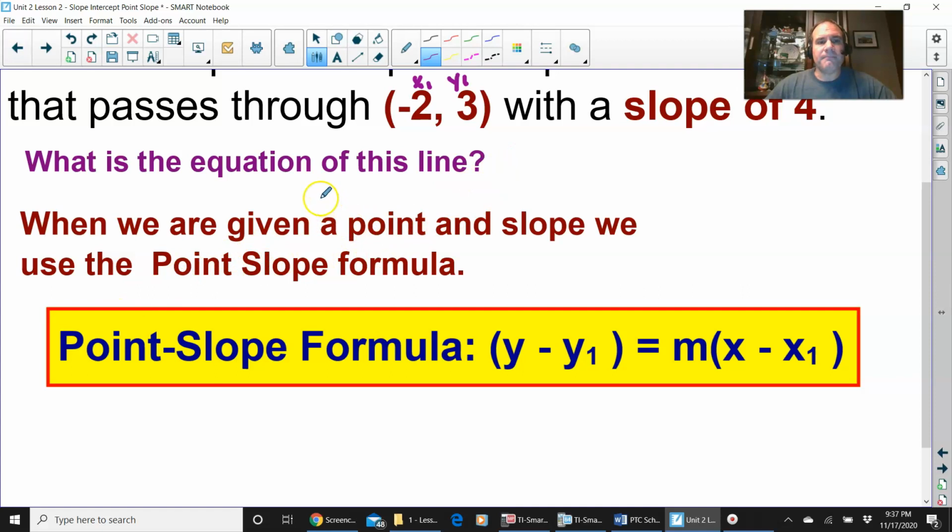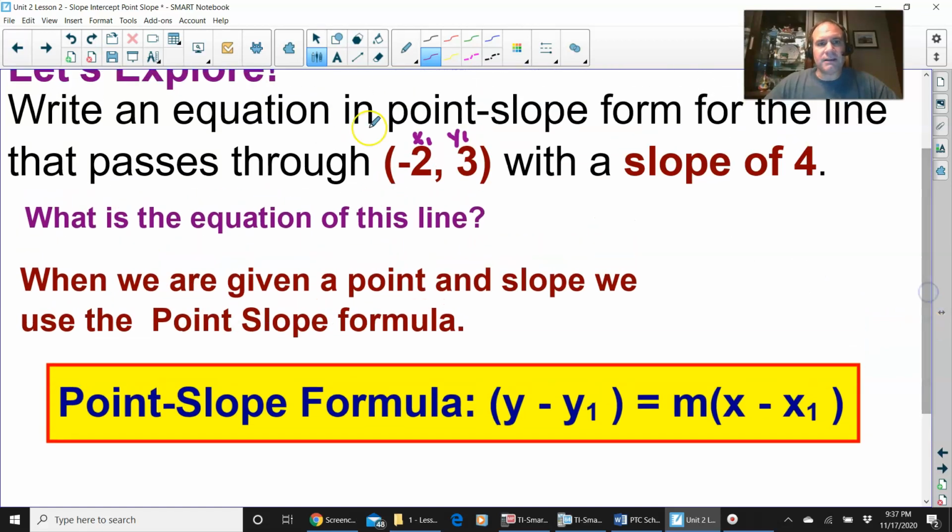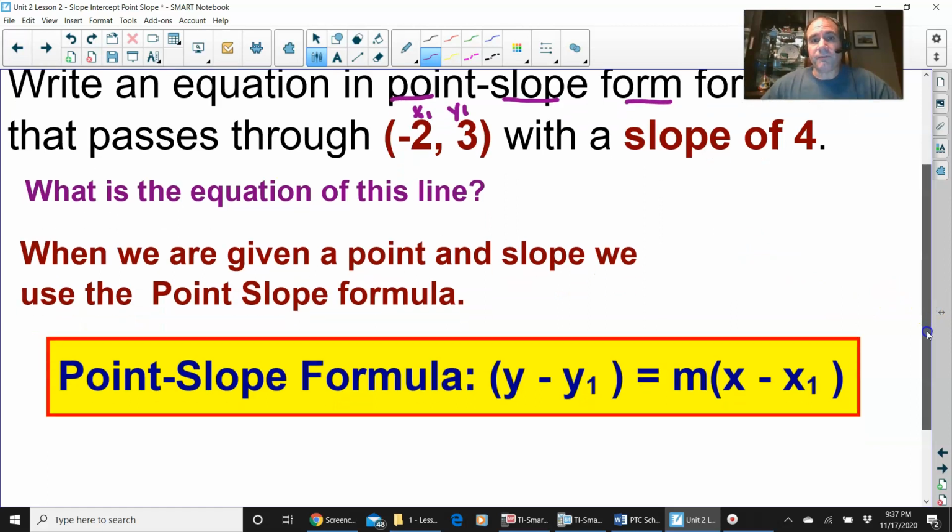Remember, y equals mx plus b is the equation of the line. So we're given the point slope formula. What is it? It says write an equation in point slope form. All right, so point slope, not slope intercept. Remember, slope intercept is y equals mx plus b. Point slope is this. So all you have to do is substitute this in and then just leave it. That's your answer.